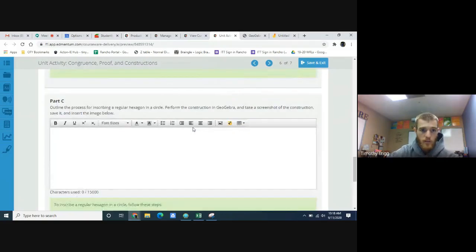Last question, part C. So we've produced an equilateral triangle inside a circle, and we produced a square inscribed inside a circle. This one asks us to outline the process for inscribing a regular hexagon in a circle. So if you recall, a hexagon means it has 6 sides. And since it's a regular hexagon, it's going to have 6 equal sides and 6 equal angles.